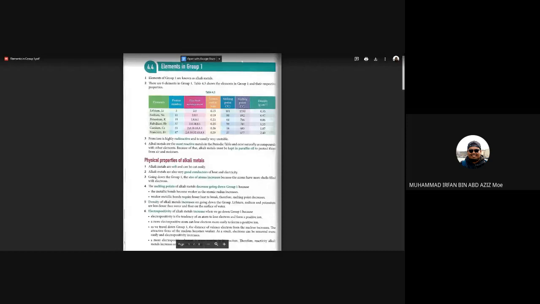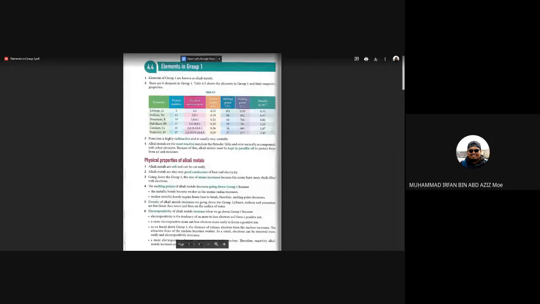Okay, we look here at melting point and boiling point. Down the group for elements in group 1, the melting point and boiling point decrease. Okay, and then from the video just now, down the group, the reactivity also increases. For example, potassium is softer than sodium and lithium, and it creates more explosion than sodium and lithium.